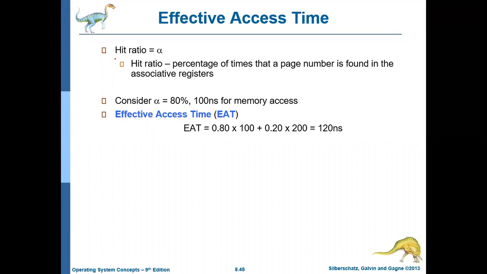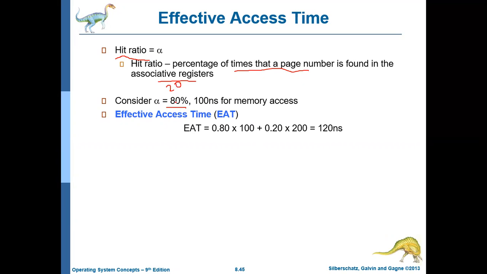The hit ratio of the TLB is nothing but the percentage of times that a page number is found in the associative register. Each entry of the TLB is called an associative register. Let us assume that for a particular process, the hit ratio is 80 percent. That is, 80 percent of the time the page number is available in the TLB, and the remaining 20 percent of the time it is not available.